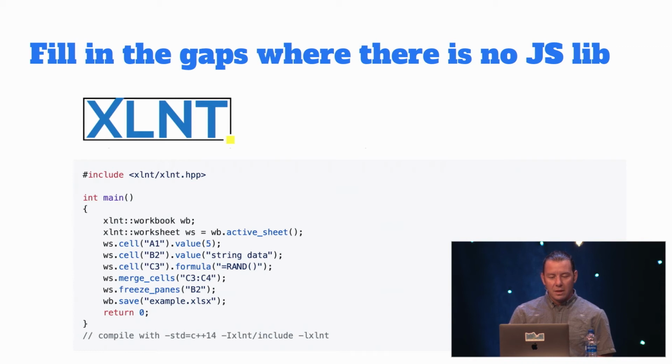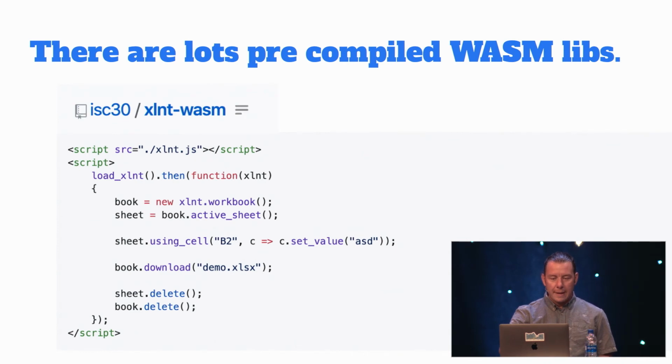So this is XLNT, a C++ library, and that's how you would use it there. I did a quick search on NPM, and of course someone has already compiled it to WebAssembly. And this is just an example of how you would use it in JavaScript. You create a new workbook, grab a cell, set values in cells, and you can prompt a download of an Excel file so that people can download the work they've done. It's incredibly powerful just to bring this in and use it directly in JavaScript.